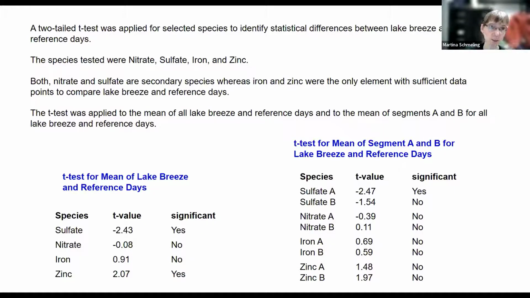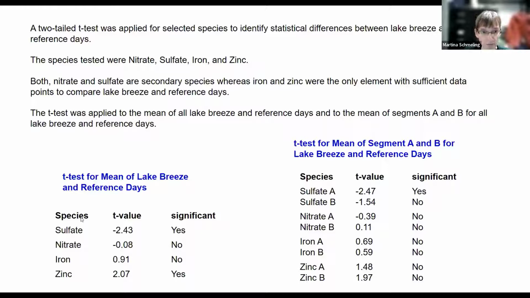Sometimes when we had southwest wind, we found a lot of pollution. When we had east winds, there was almost nothing. The t-test was applied to the mean of all the lake breeze and reference days. So basically, we took the data, we summed up the data for zinc, iron, sulfate and nitrate for the entire collection sequence, so A and B, to get 1 data point per collection day. And then we split it in 2 segments.